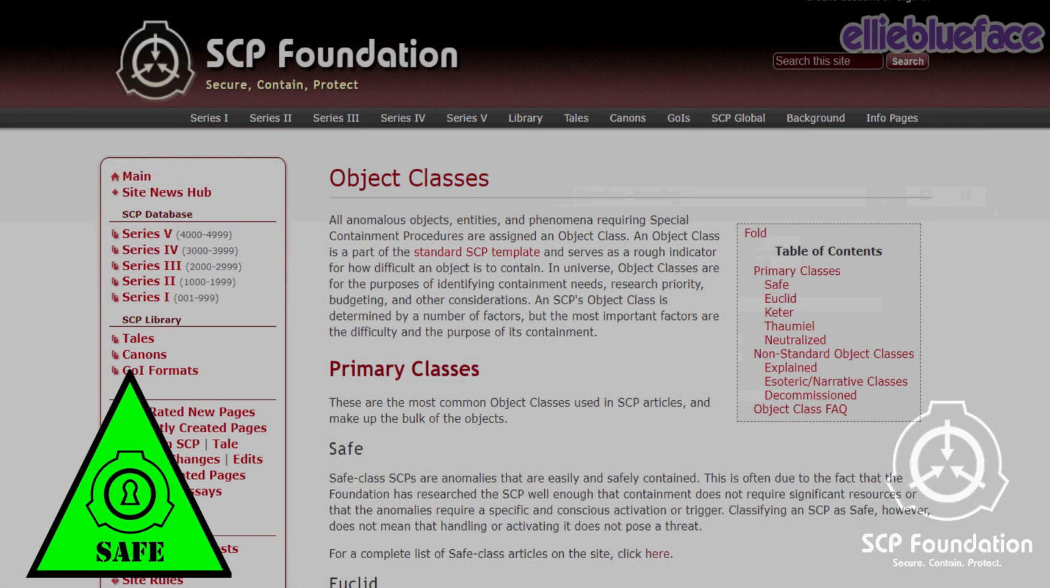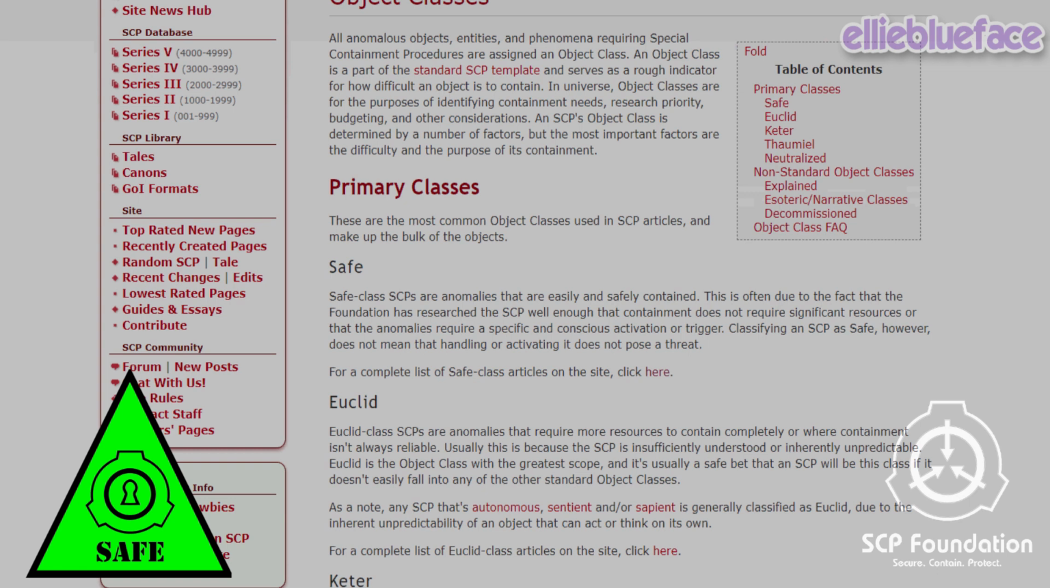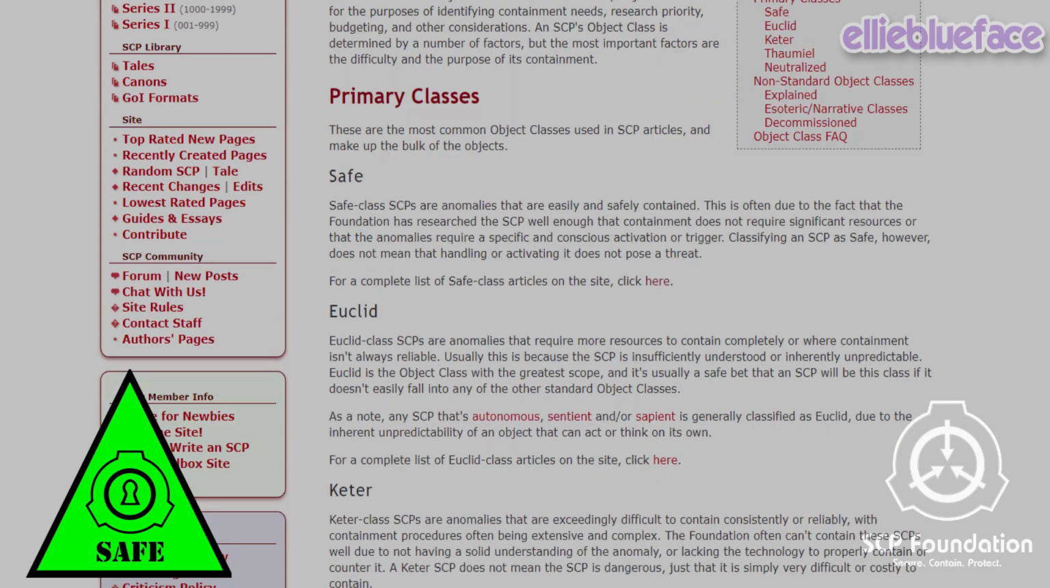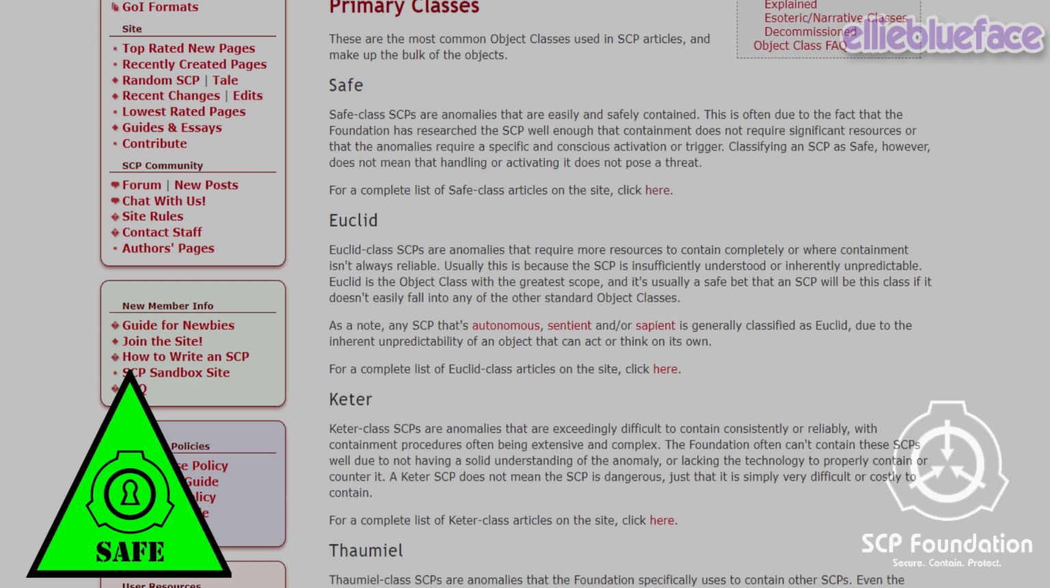Many of the SCPs that have been classed as safe are in fact incredibly dangerous if messed with. So they may need something to activate, or maybe they need to be fed, or they need to be around water, or they need to be in contact with a human for them to actually activate. And this is why they'll be classed as safe, because they are quite easy to keep away from things like that.